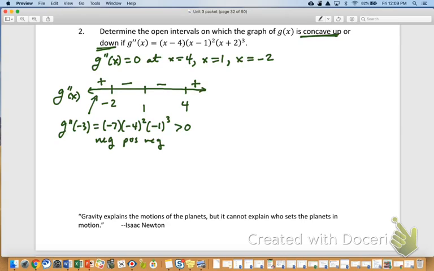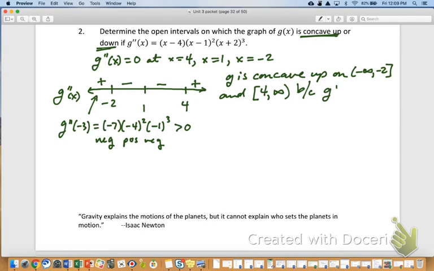Okay, so now I'm going to wrap this up and justify my answer. So I'm going to say that G is concave up on the intervals from negative infinity to negative 2, and 4 to infinity, because G double prime is positive on those intervals.